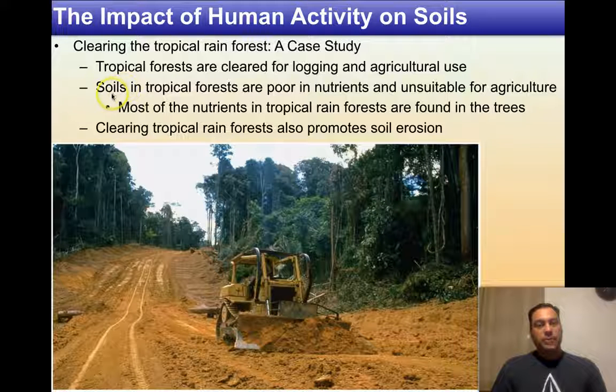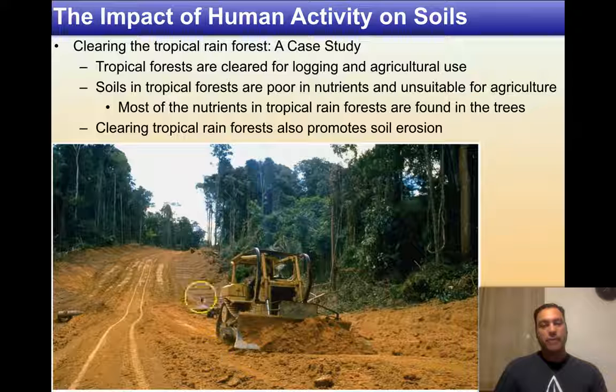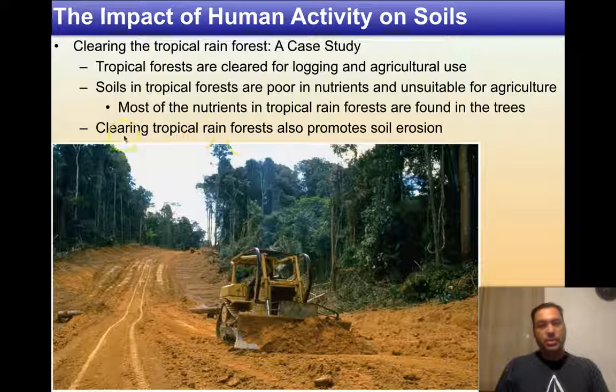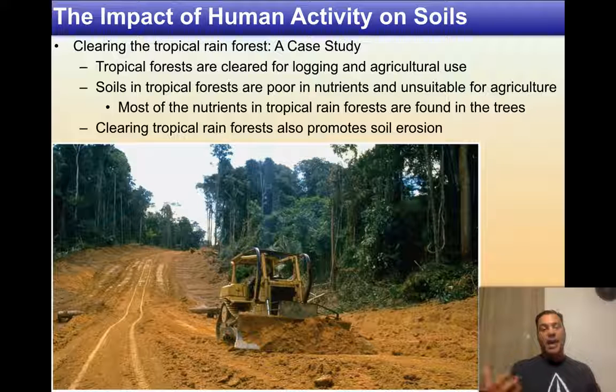So that's in fact what this says. Soils in tropical forests are poor in nutrients and unsuitable for agriculture. You cannot grow things here. This is really a bad way to try. You cannot grow corn on this. Most of the nutrients in tropical rainforests are found in the trees. And so sometimes they burn the trees and then try to force the ashes into the soil. That's not really a very good way of doing it either. And of course, clearing the tropical rainforest also promotes soil erosion. So it's a bad situation all around. It's really not the way to go.